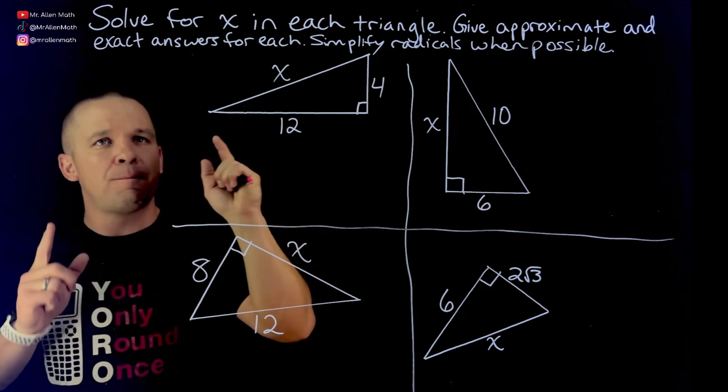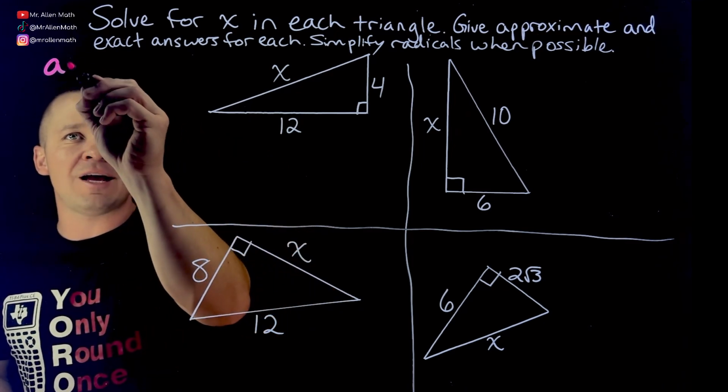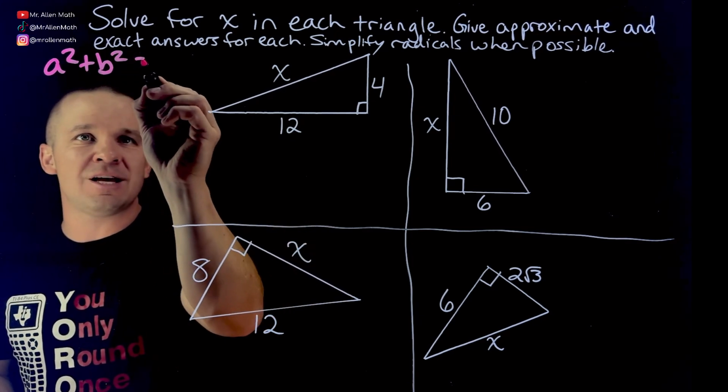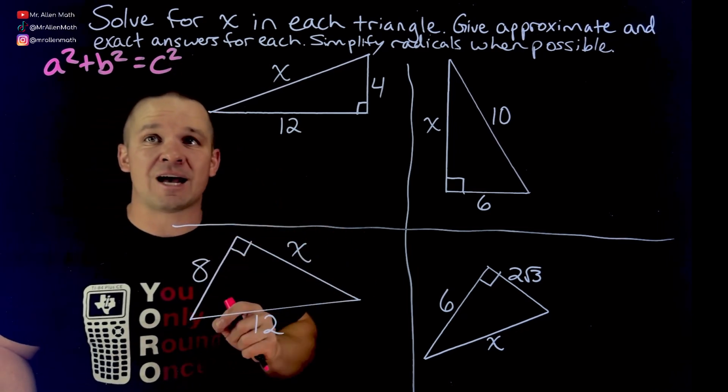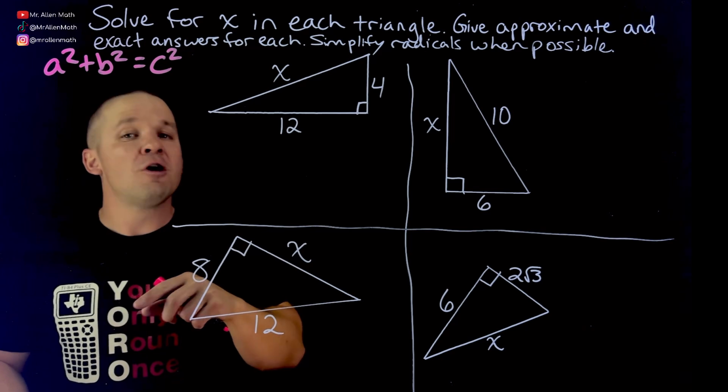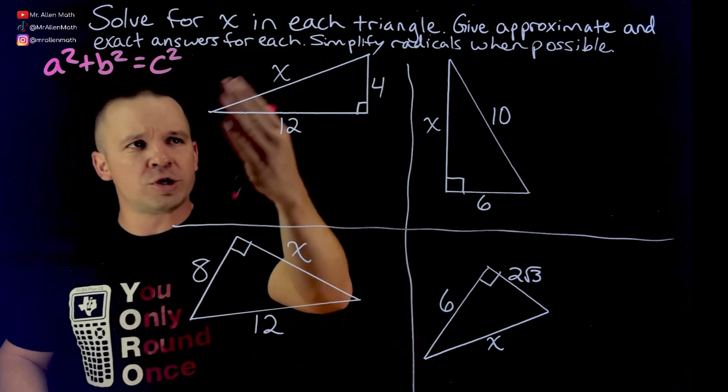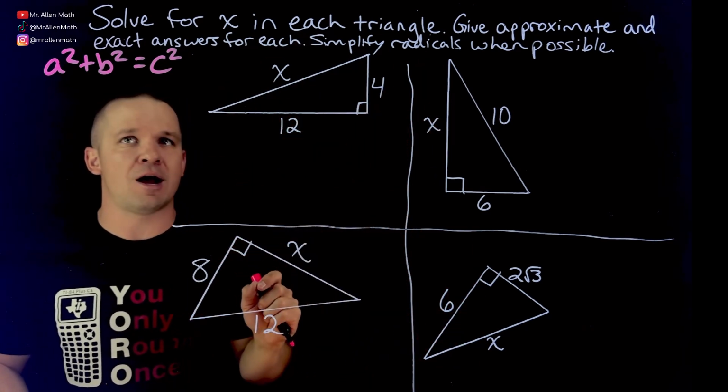And let's jot down Pythag real quick. I have a squared plus b squared equals c squared. C has to be my longest side. Doesn't matter which one's which for the two legs. So which one am I looking for here in my triangle?